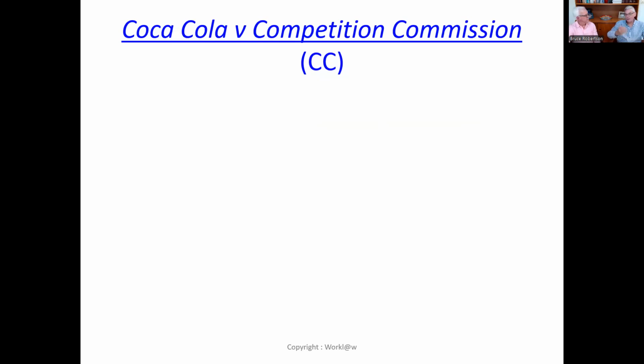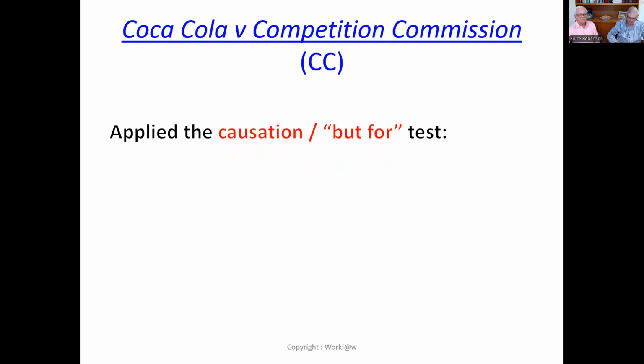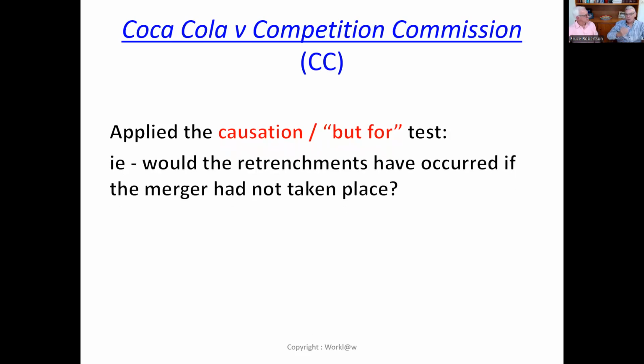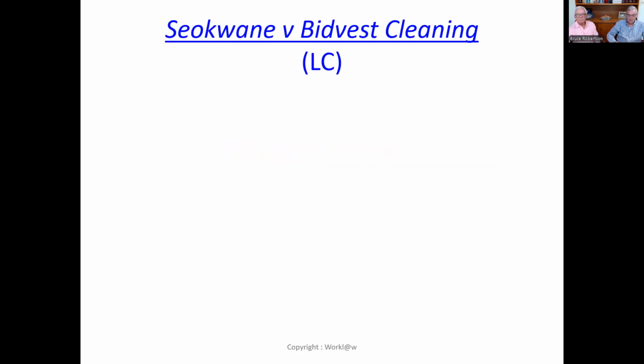And you can see this went all the way to the Constitutional Court, and the court then said that causation, what caused the retrenchment, you apply this but-for test. Would this happen but for that? In other words, would the retrenchment have occurred if the merger had not taken place? And the answer in this case, yes, the retrenchment would have taken place anyway because of this economic crash.